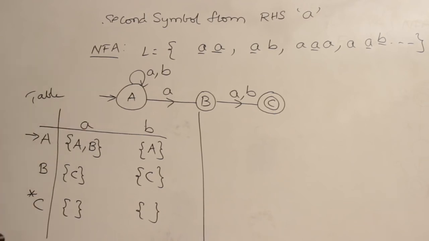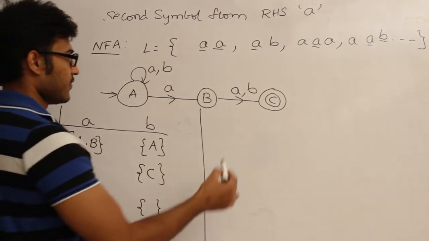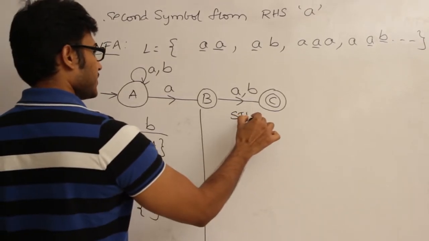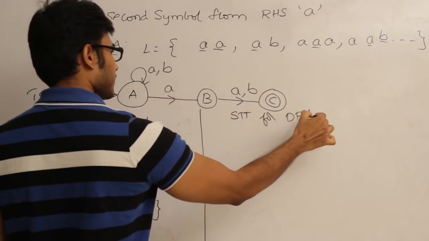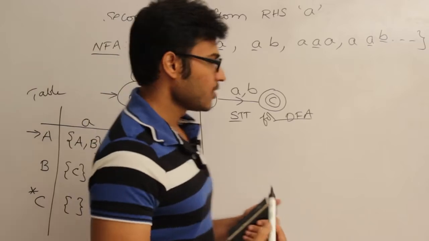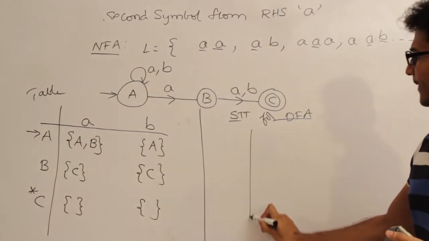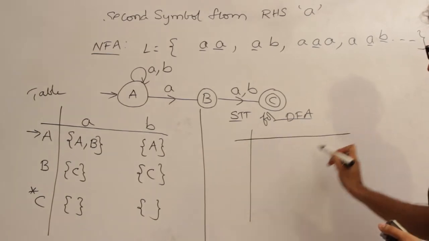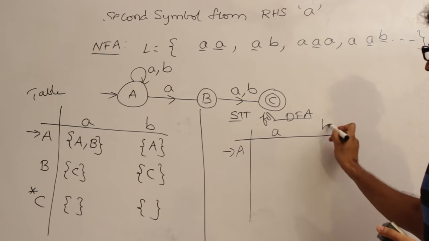Now let's convert it to state transition table for DFA. So now state transition table for DFA. We are going to follow the subset construction method, which we have seen already. First step is take only the initial state, which is capital A, and then write the transitions.